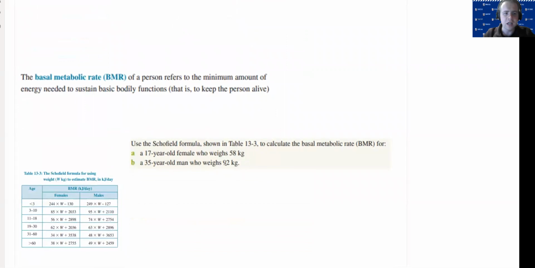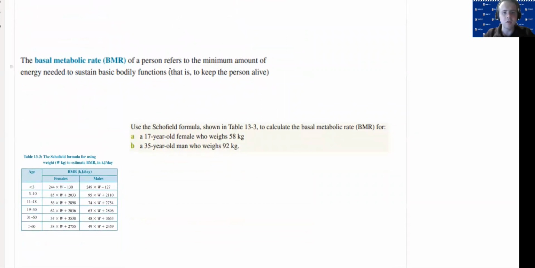Now, these next questions are going to use this concept of basal metabolic rate, or BMR. And what that is basically just the sort of basic amount of energy needed to sustain your body. So without even doing anything, you could have your eyes closed, lying down, your body's still using energy just to keep your organs going and to keep you staying alive.